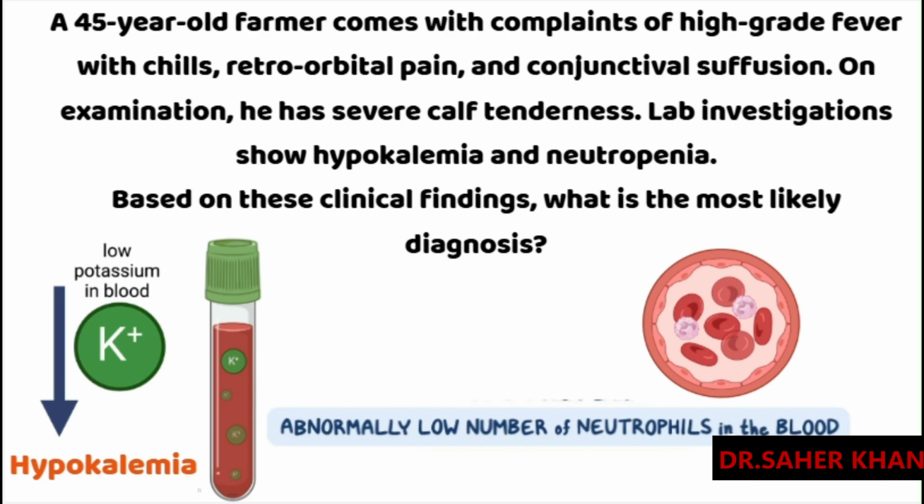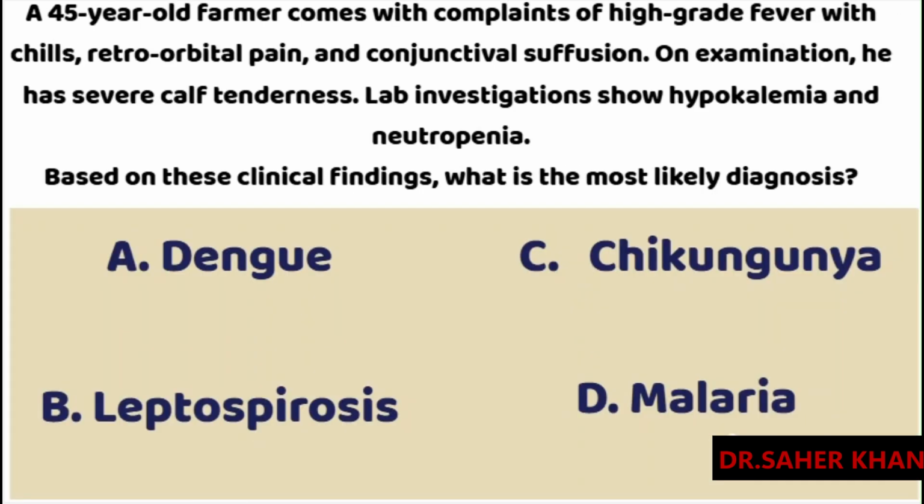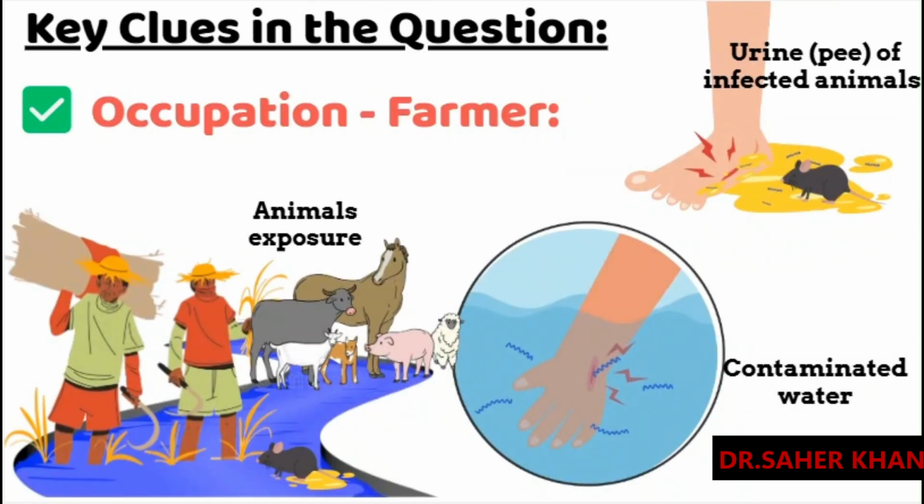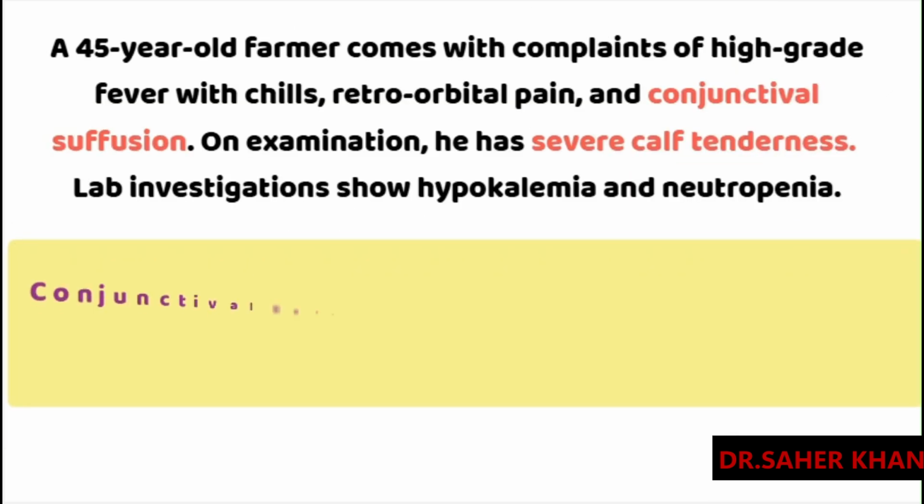And these are the options. So let's quickly focus on the key clues. Number one, occupation. The patient is a farmer. So whenever an occupation is mentioned, we should think about diseases related to that occupation. Farmers are often exposed to animals, contaminated food, and water, and this increases their risk for certain infections.